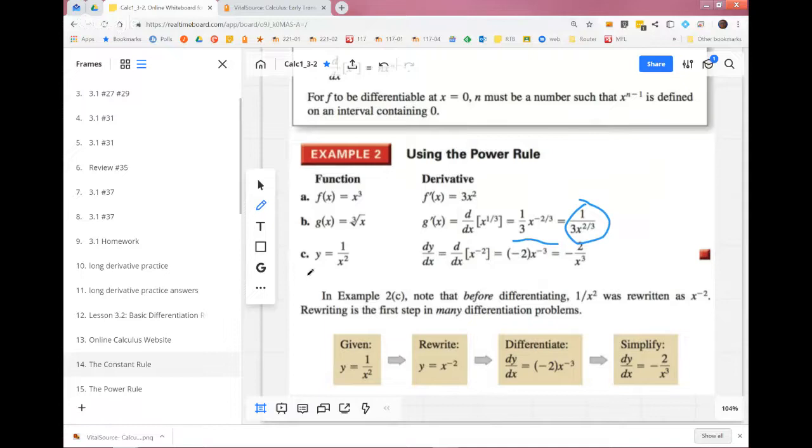Here, let's do part C. 1 over x squared. Can you write that as x to a power? Yeah, that's x to the -2. Derivative, bring the -2 out in front, multiply by it, reduce the power by 1. -2, when you reduce it by 1, goes to -3. Get that negative exponent out of the answer. That just means move x down to the denominator and make it a positive power.